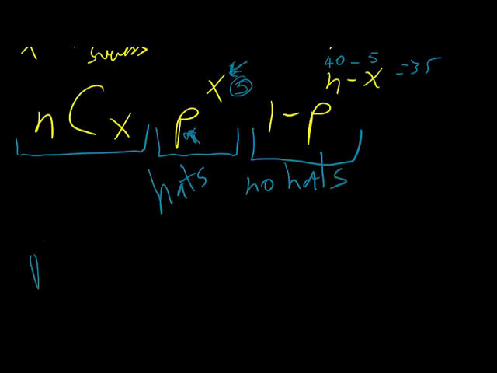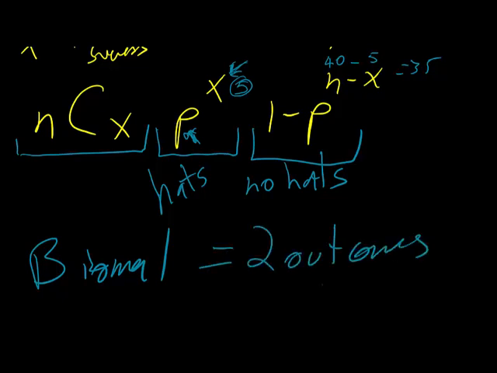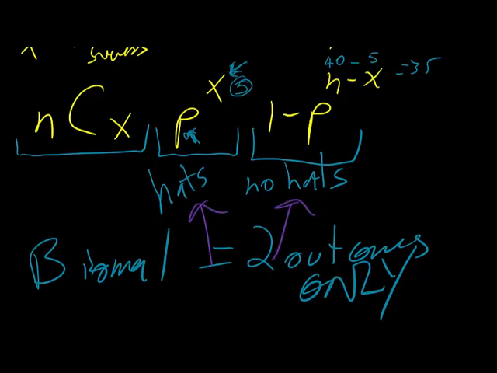Remember, in a binomial distribution, it is 2 outcomes only. 2 outcomes only. So you have to be with a hat or without a hat. You have to be here or here. And that means that these guys are with a hat and these guys are without the hat. And that makes sense because this is the probability of walking in with a hat, and this is the probability of walking in without a hat, right?